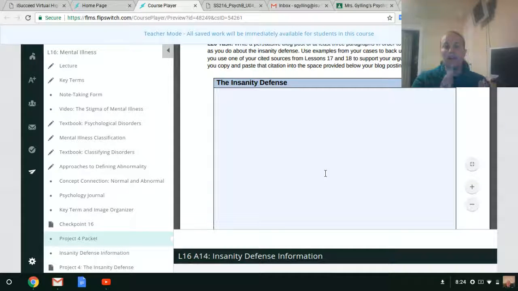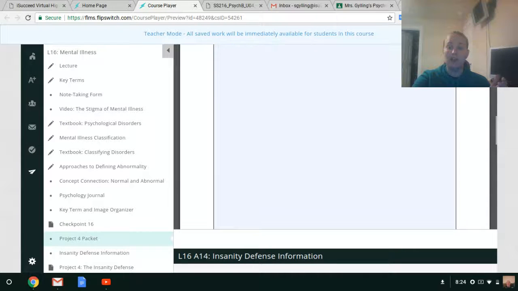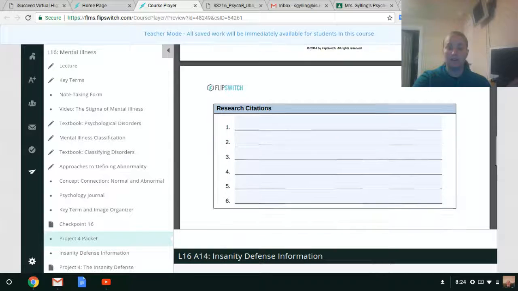So in 3 paragraphs, tell me where you stand. What point have you decided? Is the insanity defense good? Is it bad? What do you think? And make sure to back it up with some examples. And then once you do that, you are all done and you can turn your project in.